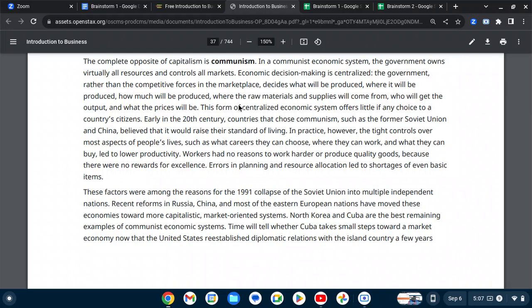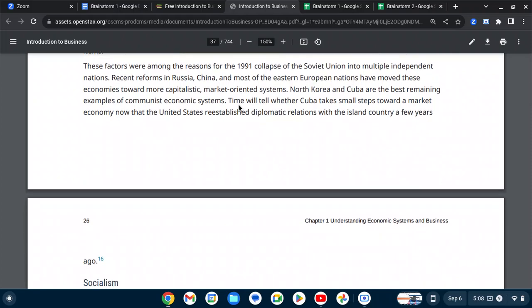Early in the 20th century, countries that chose communism, such as the former Soviet Union and China, believed that it would raise their standard of living. In practice, however, the tight controls over most aspects of people's lives, such as what careers they can choose, where they can work, and what they can buy, led to lower productivity. Workers had no reasons to work harder or produce quality goods because there were no rewards for excellence. Errors in planning and resource allocation led to shortages of even basic items. These factors were among the reasons for the 1991 collapse of the Soviet Union into multiple independent nations.